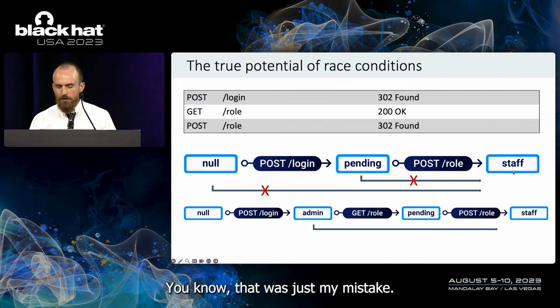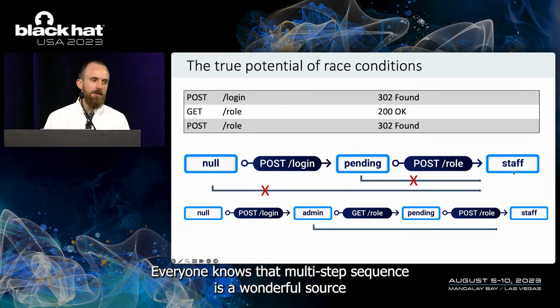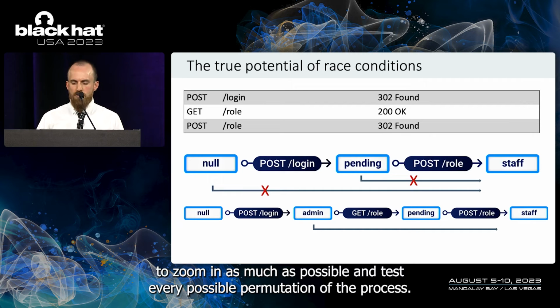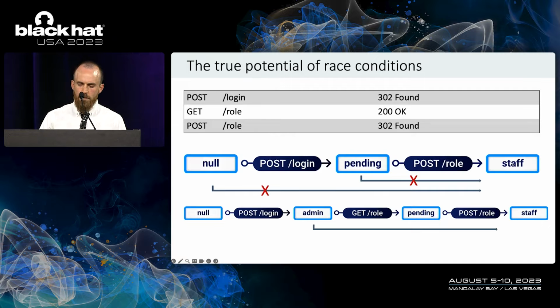But that's okay. You know, that was just my mistake. Everyone knows that multi-step sequences are a wonderful source of all kinds of serious vulnerabilities, and whenever you see one, it's essential to zoom in as much as possible and test every possible permutation of the process.